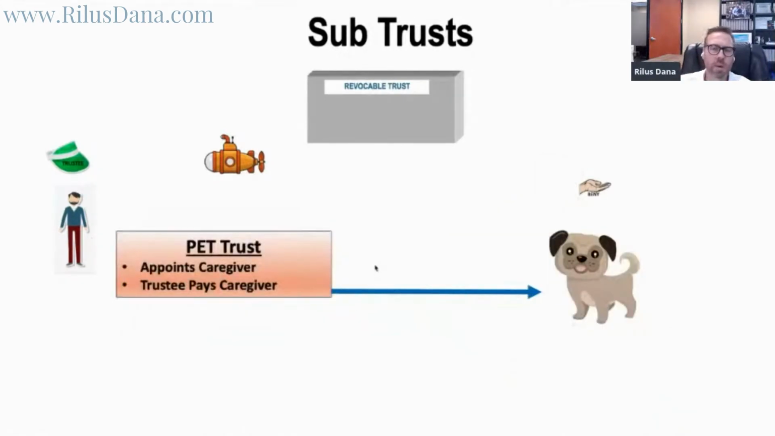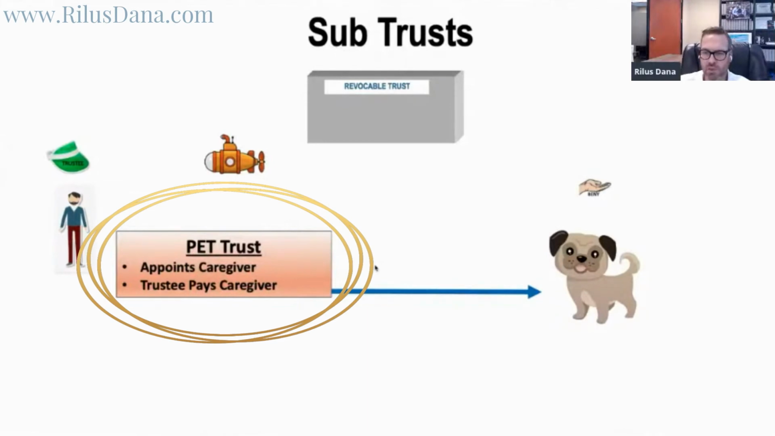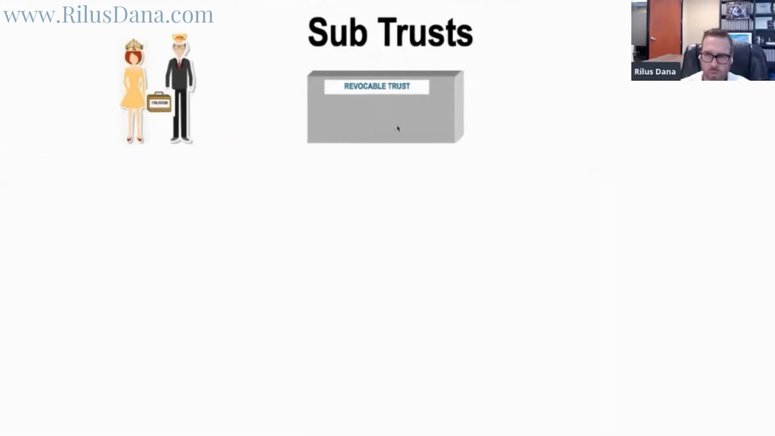There's also a pet trust, which is another type of subtrust. If they have a trust, we want to see what's inside of that trust, what the terms of the trust are, and what types of subtrust there are. If they don't have a trust, then we need to see what's controlling their assets.